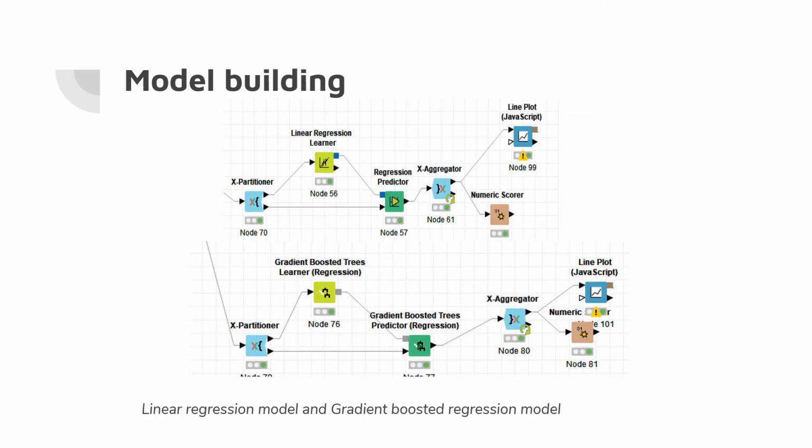Here are the 2 other regression models that we built for our prediction purposes. One is linear regression and the other one is gradient boosted trees. In the next slide, we talk about some of the variables of significance from the linear regression learner node. For the gradient boosted trees, we didn't have many results to be discussed.